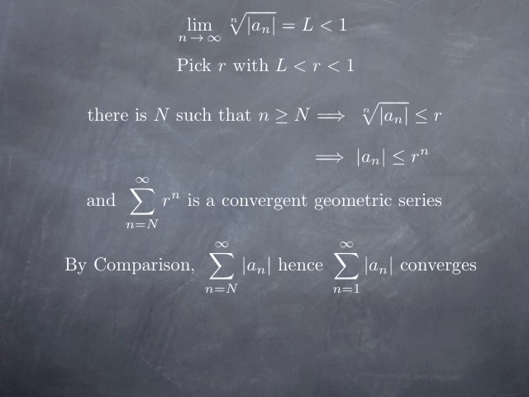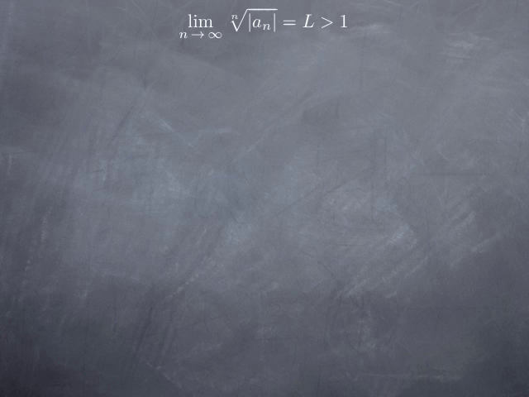And so by comparison, the series of the absolute value of a_n starting at capital N is convergent, and therefore when we add finitely many terms, starting for instance at n equals 1, the series of the absolute value of a_n converges, which means that the series a_n is absolutely convergent.